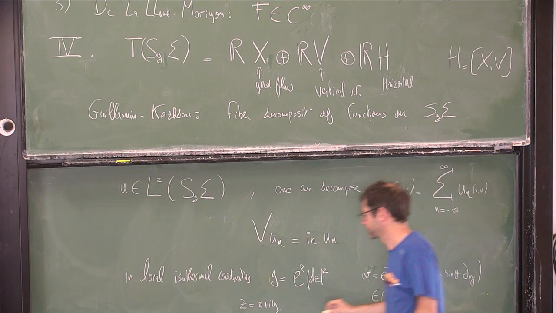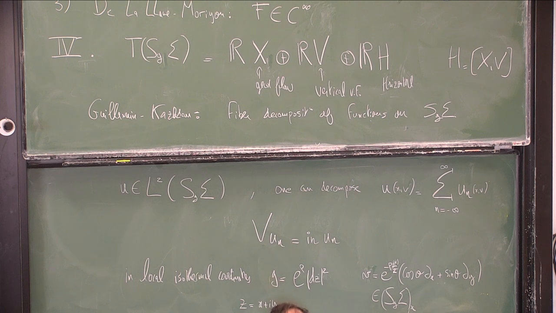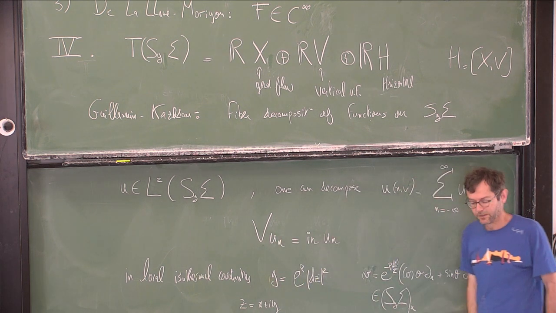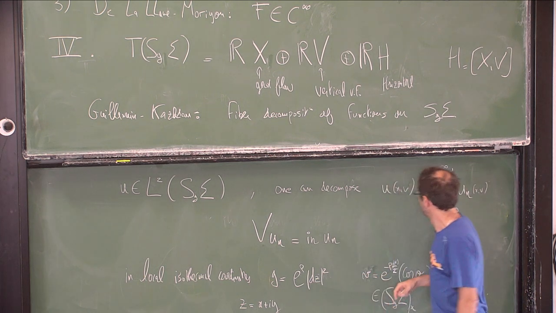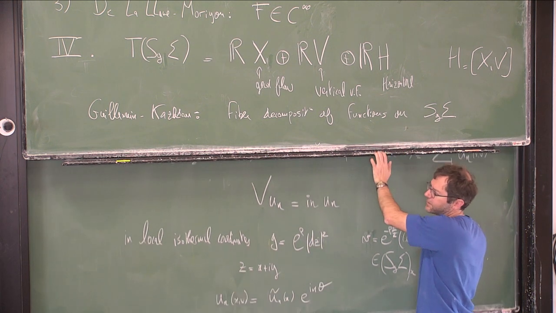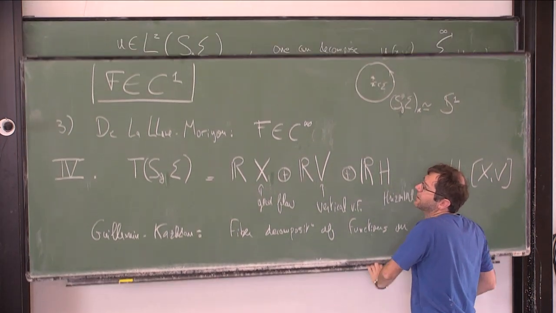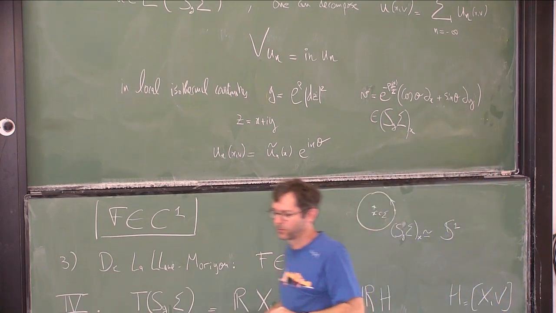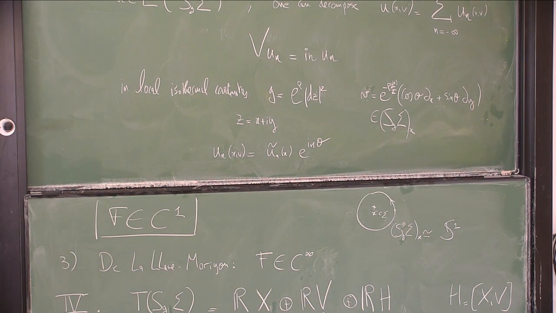And u_n has this form. It's u_n of x times e to the i n theta in this coordinate. It's just a Fourier mode of order n. Of course, this is a local form, but this is like a global function. So here, what is u_n? Actually, you can view it as a section of a bundle over Sigma, and this bundle is just the nth power of the canonical bundle.